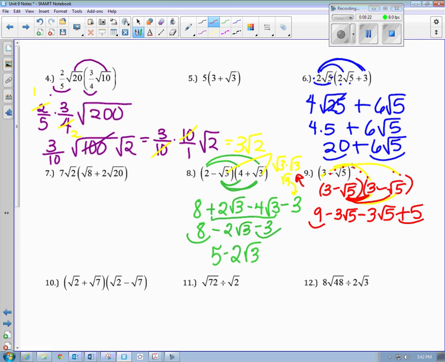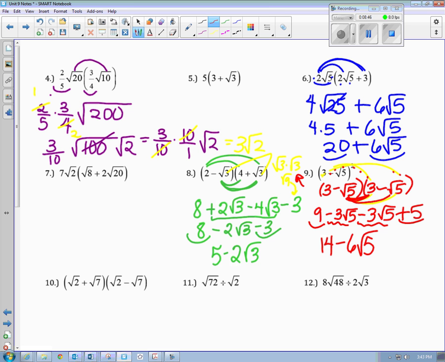The 9 plus 5 can be combined into 14. Minus 3 radical 5 minus 3 radical 5 gives me minus 6 radical 5. So although we're doing this with radicals, a lot of the things that you see here are things that came from your algebra class from last year, where you're talking about combining like terms, you're talking about foiling, you're talking about distributing.